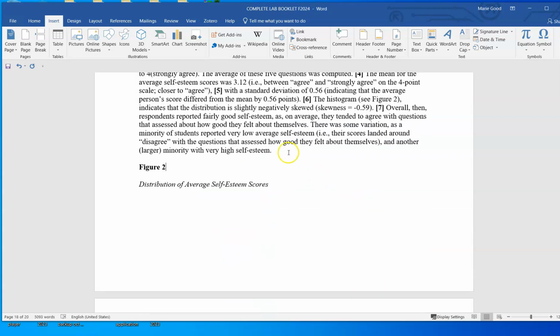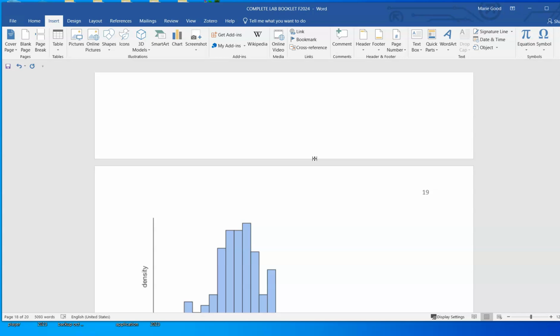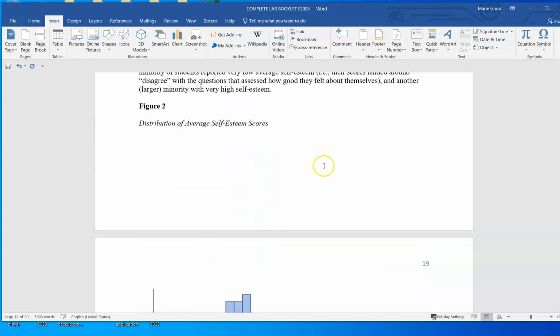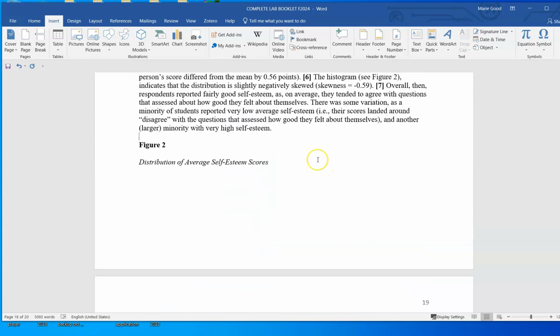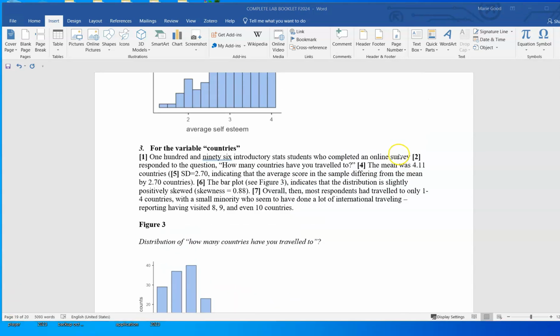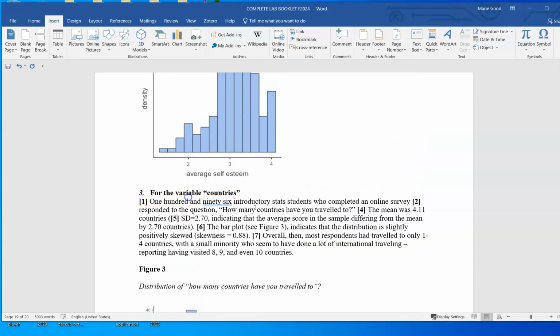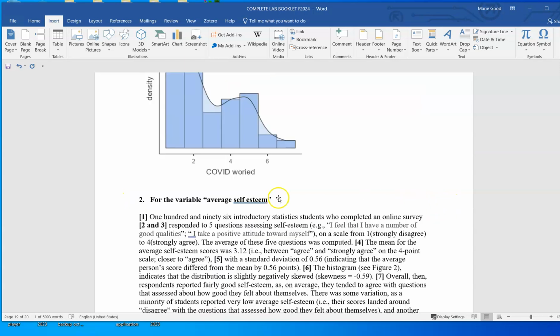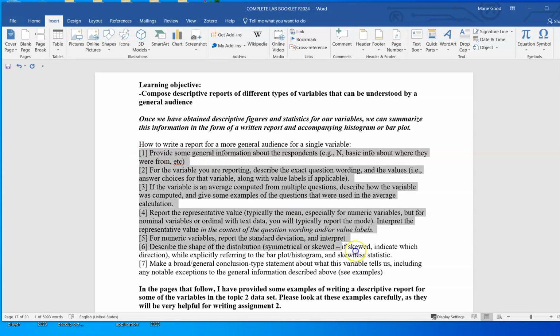Okay, so again, there are different ways that you could do this, but in general, you're making a conclusion about what this variable says, and noting any notable exceptions to these average patterns that you've been reporting on. All right, and then there's another example that I've given of a write-up for the countries variable. So I'll let you walk through that yourself, but I've annotated how each sentence relates to the instructional points here.